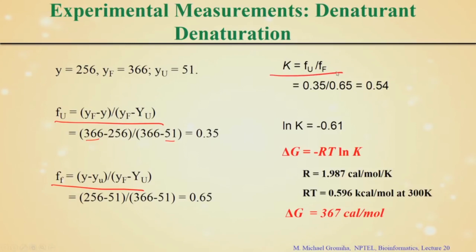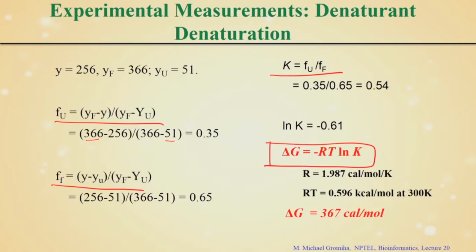K is given as FU divided by FF. So, FU we calculate 0.35, FF we calculate as 0.65, right. We take the ratio, then it is 0.54. Then we take the logarithm of this one, this is equal to minus 0.61. From that we can calculate delta G.